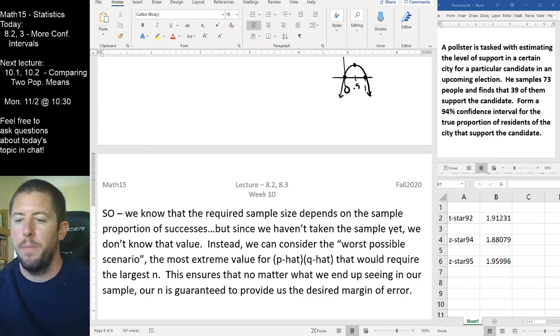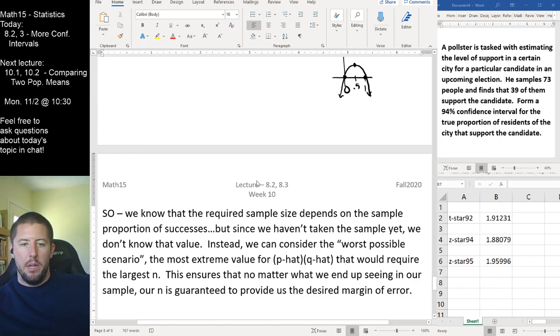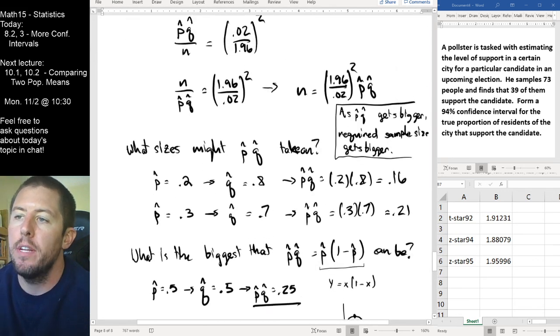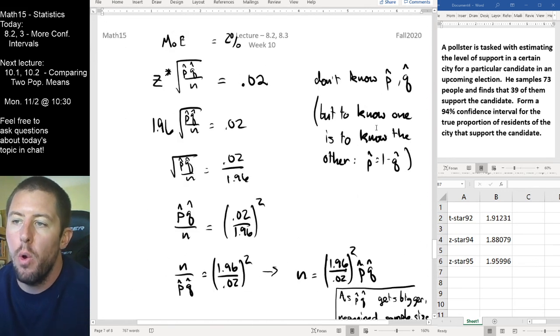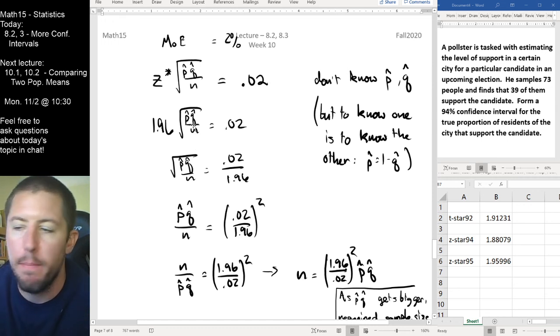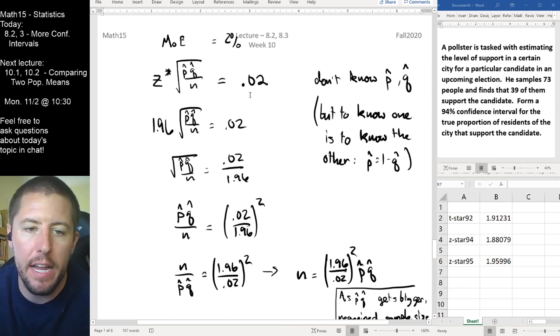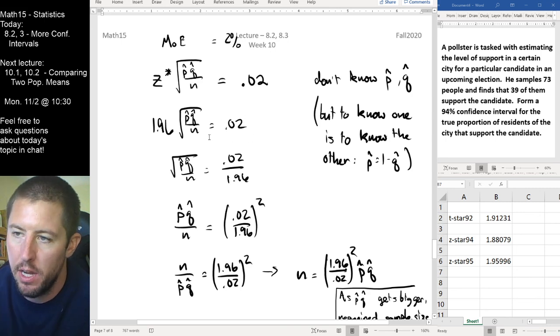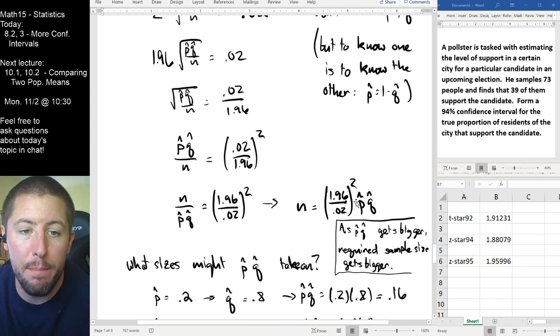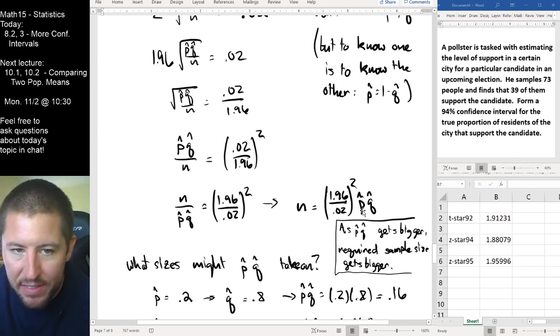So here's the deal. All right, let me come back up and reread that paragraph right there. What we found is this. If I want to know the required sample size n to achieve a desired margin of error, which we have given as 2%, 0.02 here, my answer is going to depend on what our actual sample results are. But we haven't taken the sample yet.